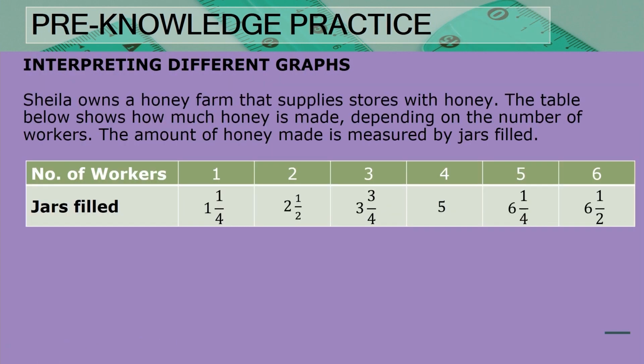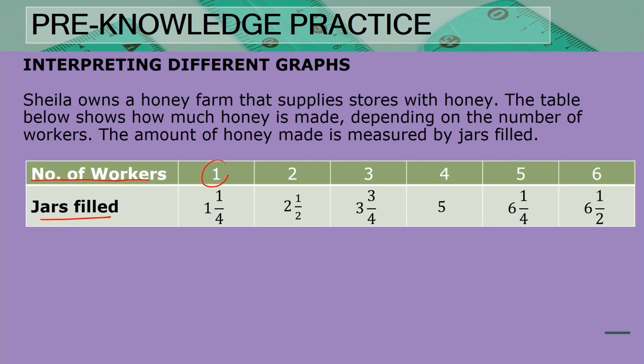Now we are going to be looking at interpreting different graphs, where we can see Sheila owns a honey farm that supplies stores with honey. The table below shows how much honey is made depending on the number of workers. The amount of honey made is measured by jars filled. So as we can see there, we have the number of workers, and then we have the jars filled.